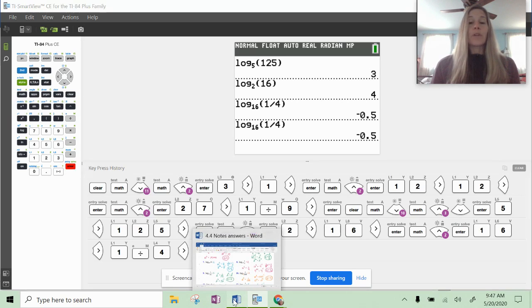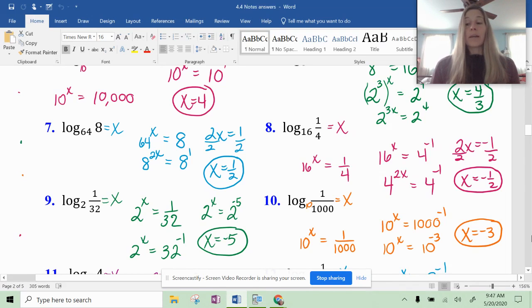All right, so hopefully that helps you out a little bit if you wanted to check your answers. You still need to know how to rewrite them and go back and forth between the two methods. Sometimes I'm just going to ask you to go back and forth without actually solving it, things like that.